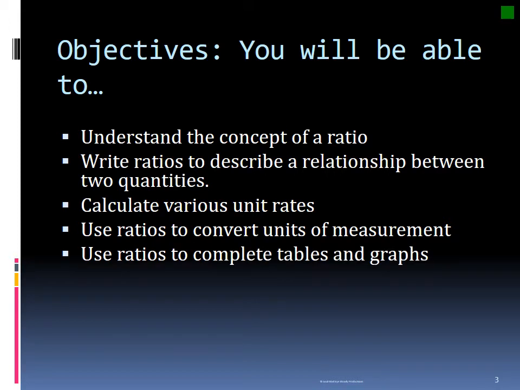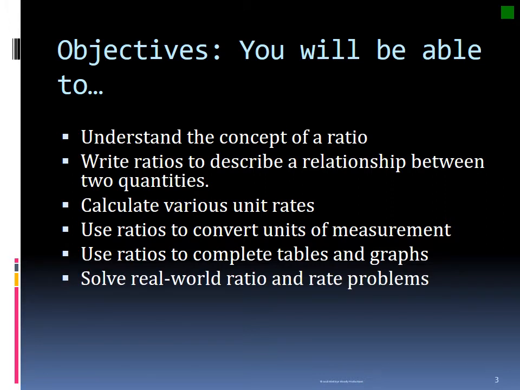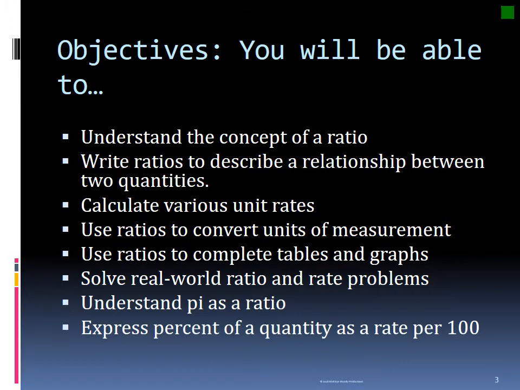You'll be able to use ratios to complete tables and make graphs. You'll use ratios and rates to solve real-world problems. You will be able to understand a special ratio called pi. You'll be able to express a quantity or a ratio as a percent, which means something out of 100.